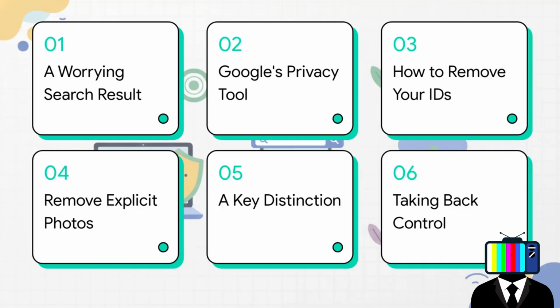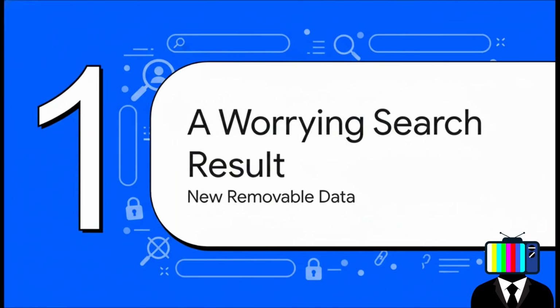Okay, so here's what we're going to cover. We'll look at the new kinds of data you can actually get removed. Then we'll dive into the new tool itself. I'll walk you through how to remove your IDs and explicit photos. We'll touch on a really key distinction you need to know. And finally, we'll talk about taking back control. Let's get into it.